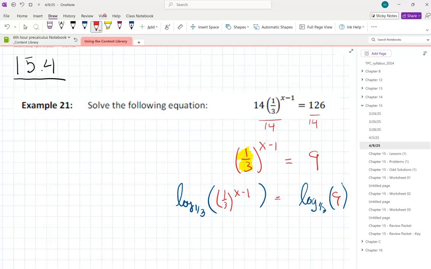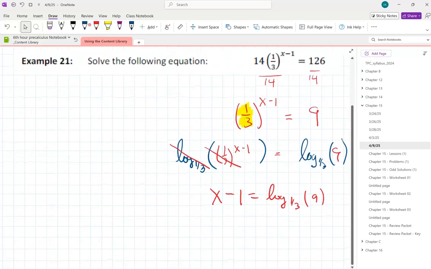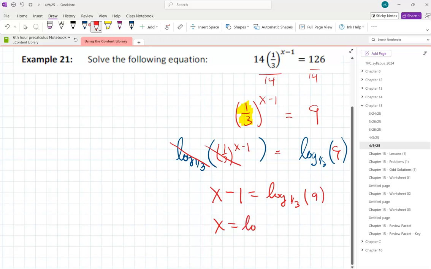Everybody feel okay so far? So log base 1/3 cancels exponent base 1/3. Whoop, whoop. They just cross out. So I'm left with just the x minus 1 from the exponent. And then to get the x by itself, what do I need to do? Add 1 to both sides. Now I can't add that 1 inside the logarithm, so just tack it on to the end. And now it's calculator time.